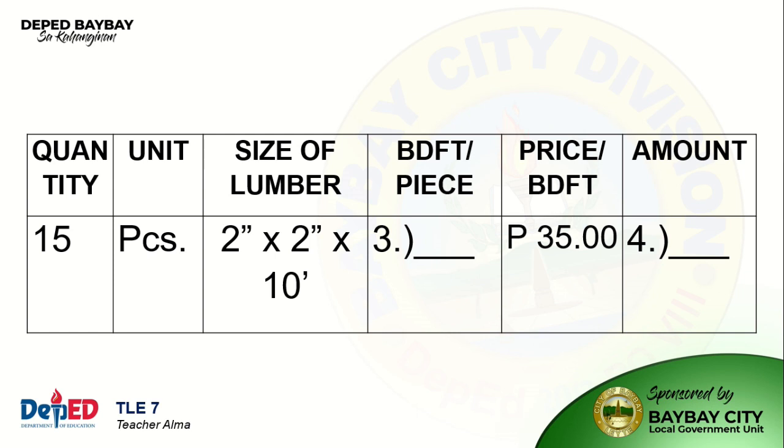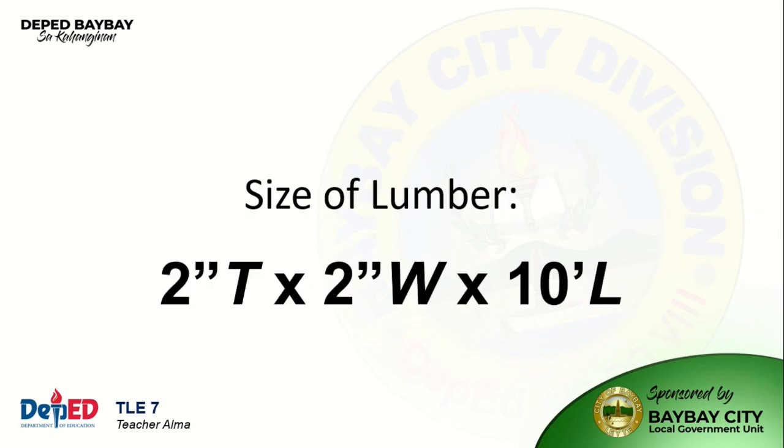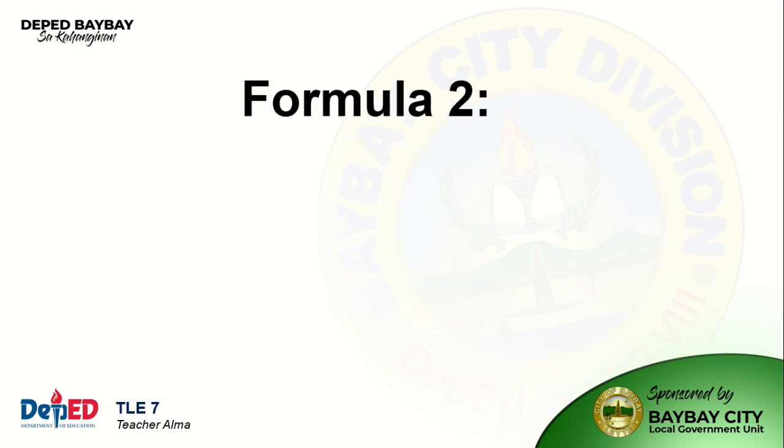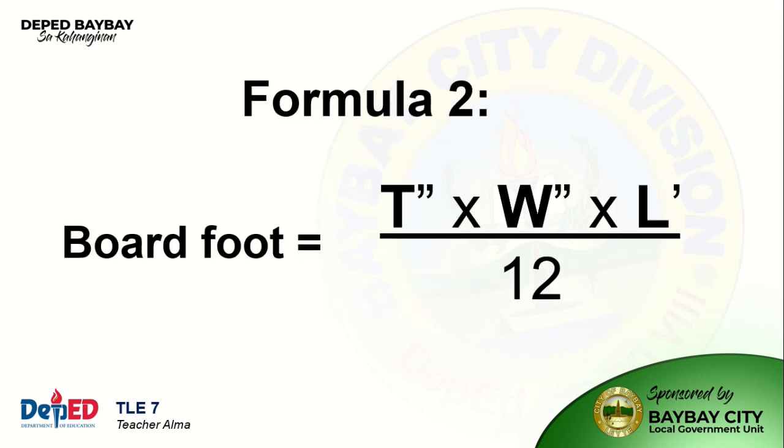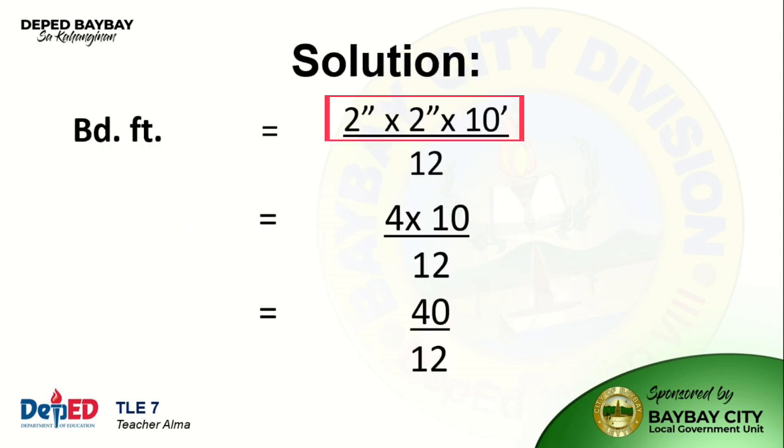Time's up. Now let us check your answer. For the size of lumber, we have 2 inches thick times 2 inches width times 10 feet length. The formula we are going to use is formula number 2 for the length is in feet. So we have thickness times width times length divided by 12. Our solution is 2 times 2 times 10 divided by 12.